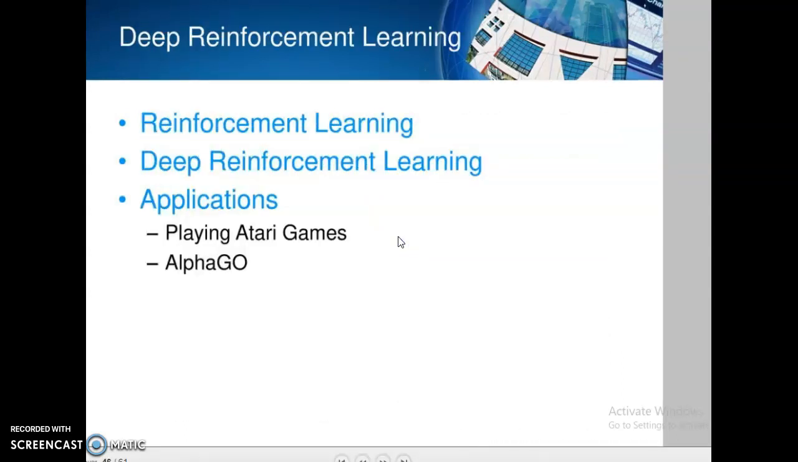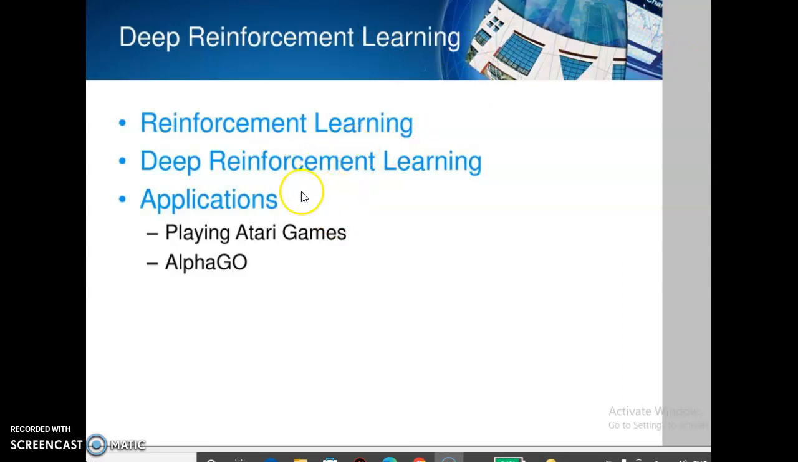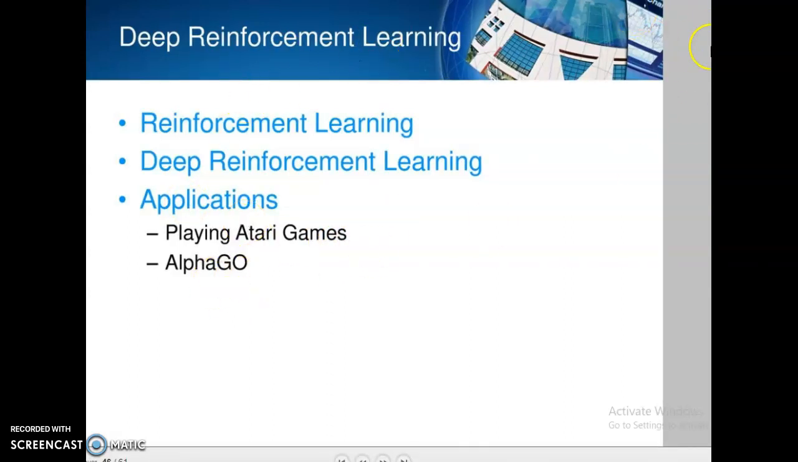Deep reinforcement learning. Applications: playing Atari games, AlphaGo.